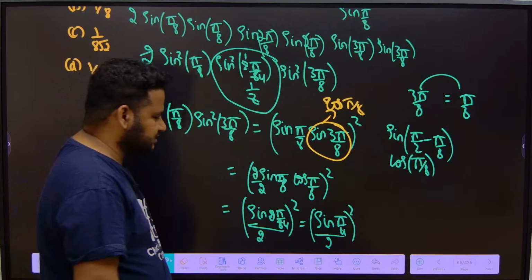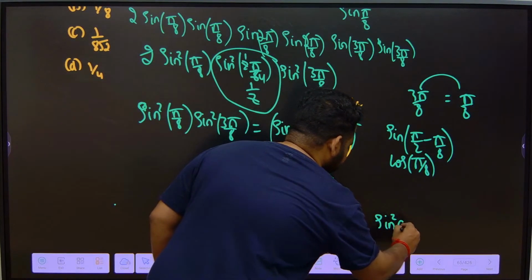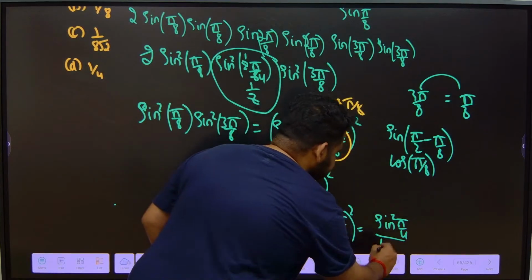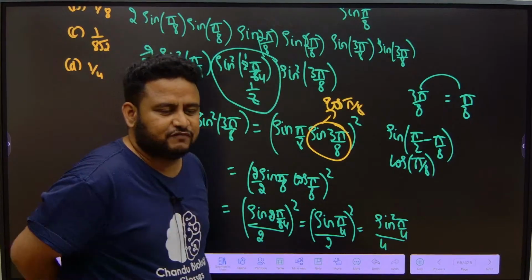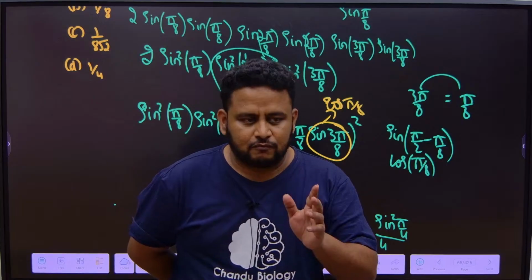If I put the square inside, what will this become? So, this will become what? This will become sin square pi by 4 divided by, not just 2, 2 square is 4. Okay, sin square pi by 4, first of all, sin pi by 4 is 1 by root 2. So, sin square pi by 4 will be 1 by 2.